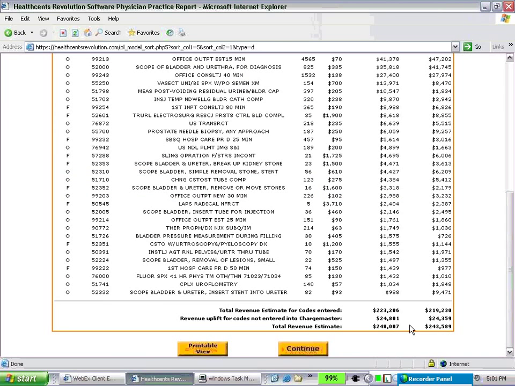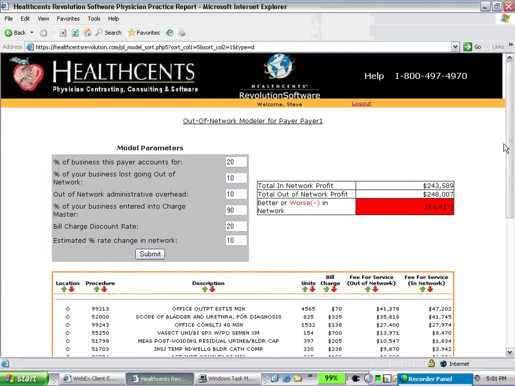But the bottom line is that the totals add up, and we account for any missing revenue for codes that are not in the tool as indicated. This is a wonderful tool for practice modeling. It's a wonderful tool for determining whether or not you're actually financially better off, and by how much, being in network or out of network. It's also a great tool for modeling your break-even point based on a set of assumptions.